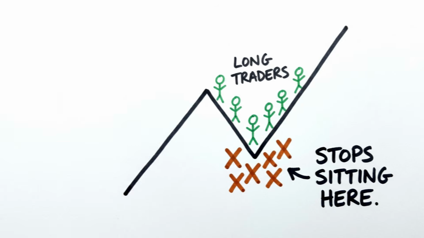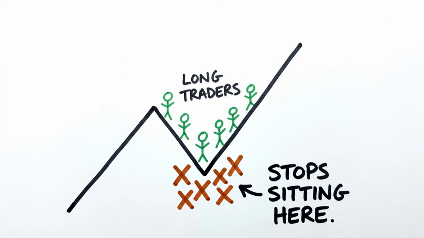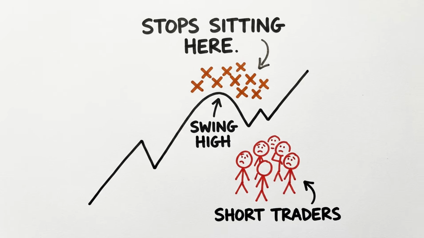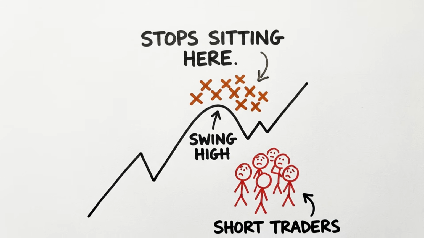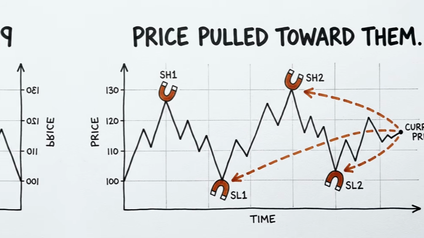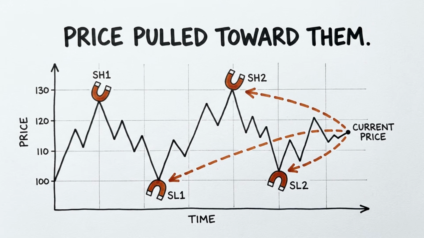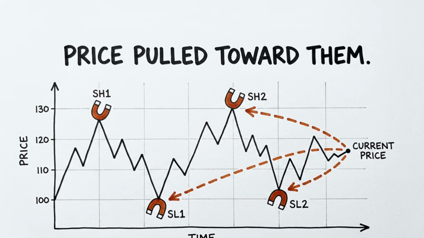Why? Because every trader who is long has their stop loss sitting just below that swing low. Every trader who is short has their stop sitting just above that swing high. Those stops are resting orders, clustered, predictable, waiting. Mark every significant swing high and swing low you can see on the current chart. These are your liquidity targets. Price is constantly being pulled toward them.